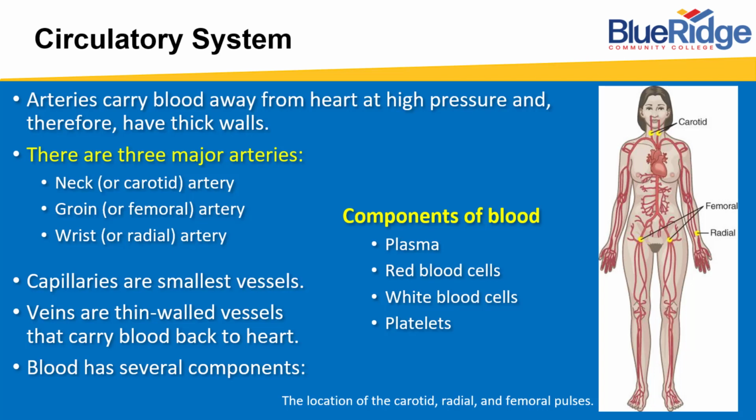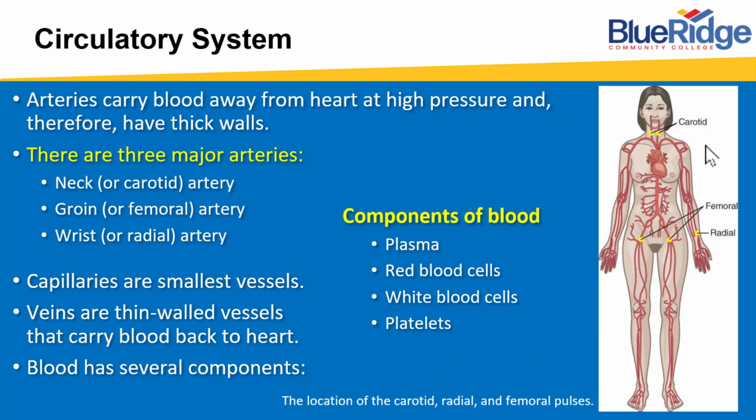Capillaries, these are the smallest vessels in our body, usually in our fingertips or just underneath our skin. Veins are thin-walled vessels that carry blood back to the heart. And then blood has several components. We have plasma, red blood cells, white blood cells, and platelets.